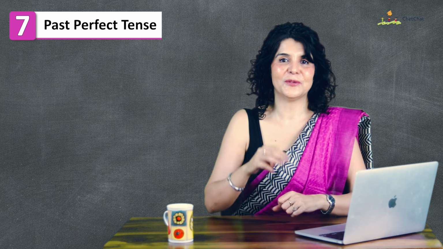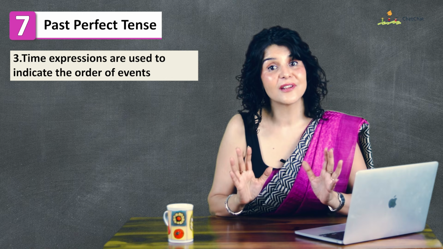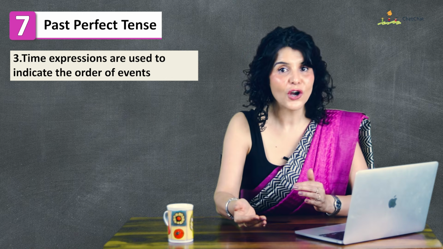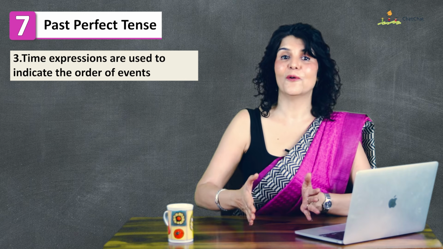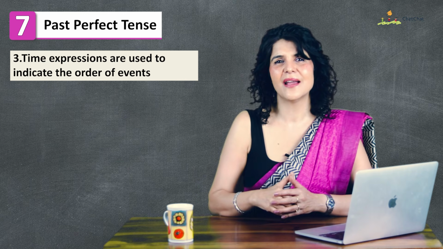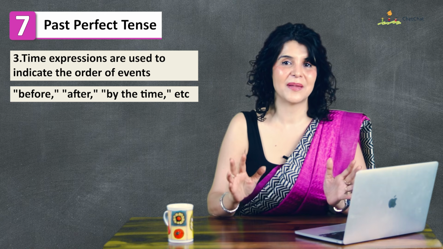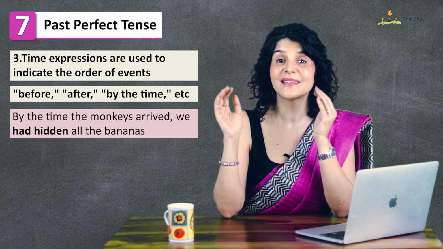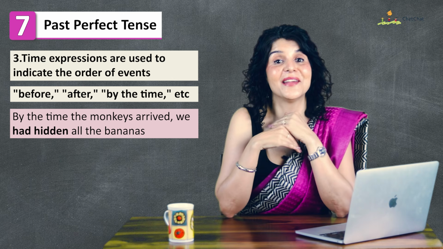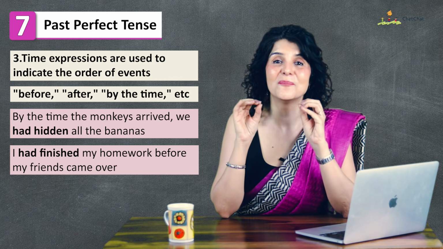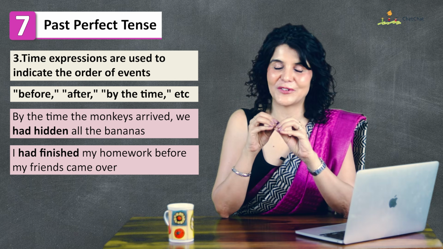Let's look at the third use. Time expressions are often used with the past perfect tense. They give you additional context. They indicate the order of events. What are time clauses we are talking about? Before, after, by the time, etc. By the time the monkeys arrived, we had hidden all the bananas. I had finished my homework before my friends came over.